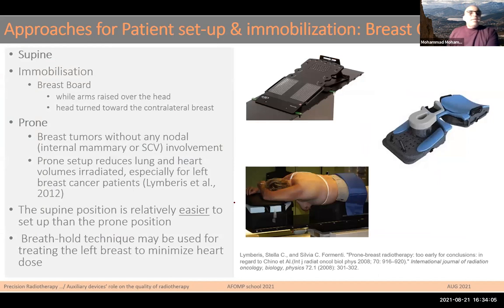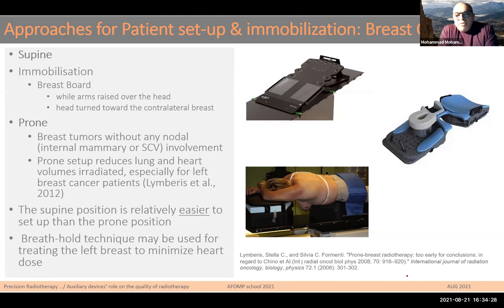And the second thing for immobilization is the supine position. For boards, breast boards are used here. I have some issue with this section, and you have to move it from this side to another to see my slides.